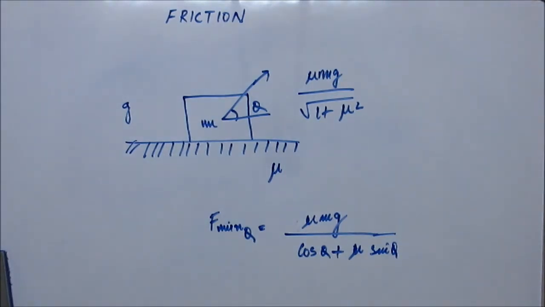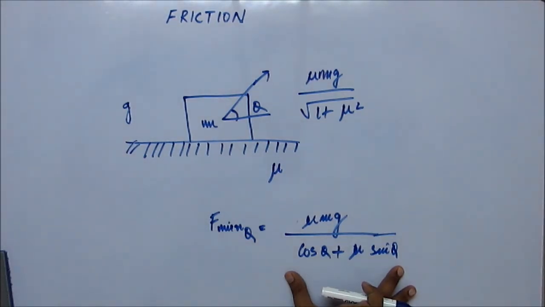Now what you have to do is, this is a function of theta. So as theta would change, so would the minimum amount of applied force. So we have to minimize this function which is dependent on theta. If we have to find the minimum value of force, we should find the maximum value of this expression. If we maximize the denominator, then the whole fraction would be minimized. So let's do that.